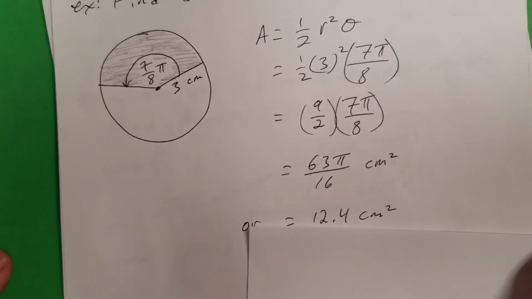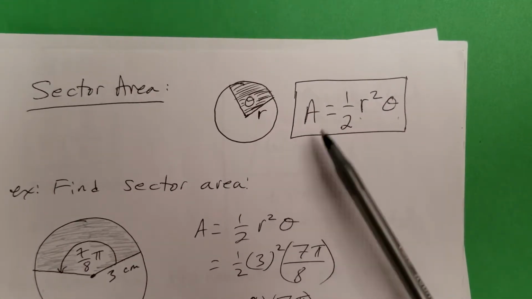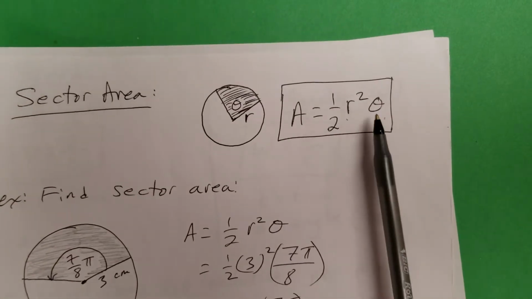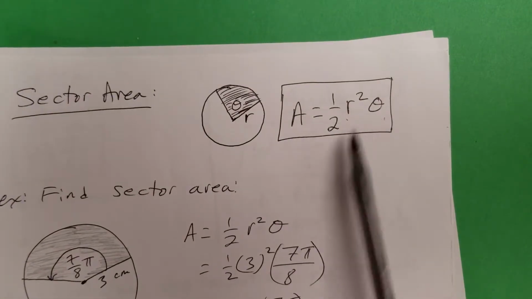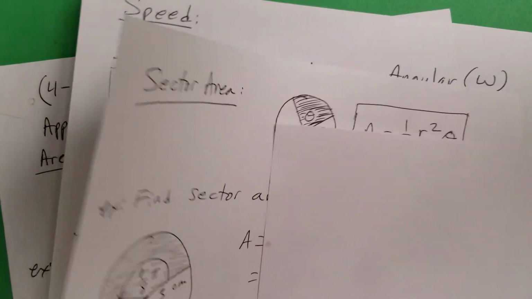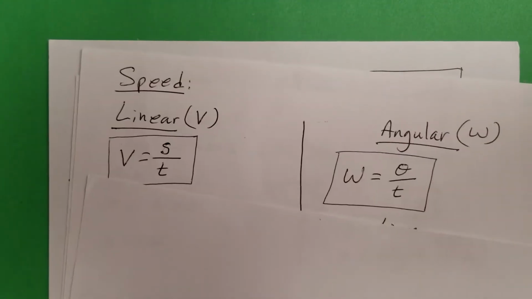So area has its own formula. We had the S formula, the arc length, and now this is the area formula. By the way, remember, the angle has to be in radians when you put it in. Last thing, 2 more formulas, but the good news is they're both tiny formulas, really small formulas.